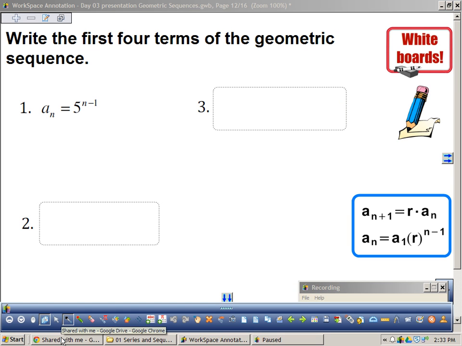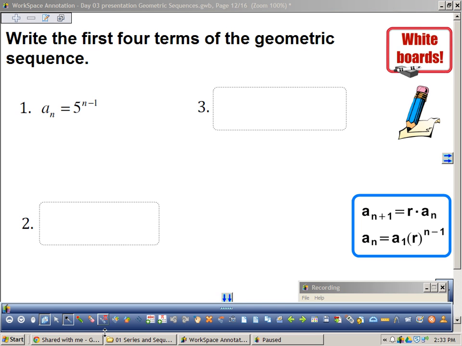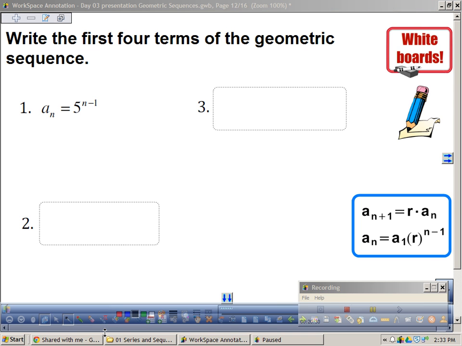Okay, so I'm going to do the first one. You guys are going to have pencils down and just watching me. Thank you. I love to hear that noise. The first thing I'm going to do is, do you think this one is the recursive or the explicit? It is explicit. See how it matches?